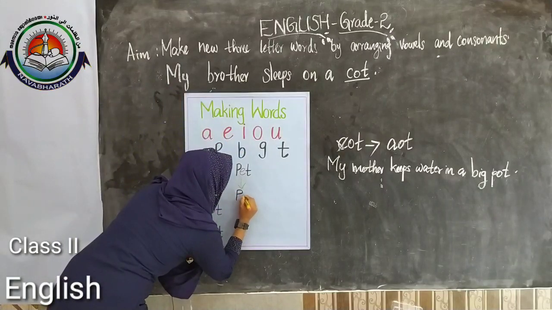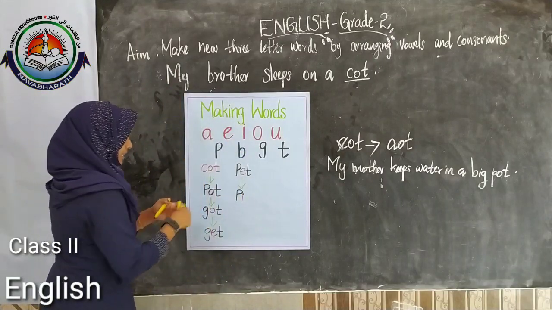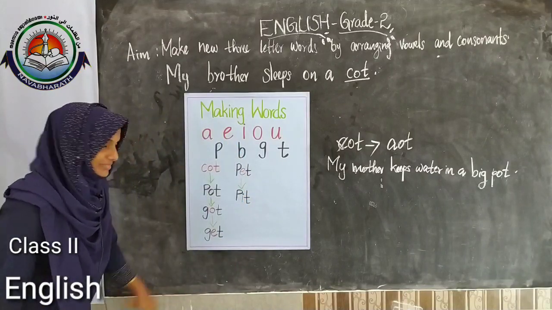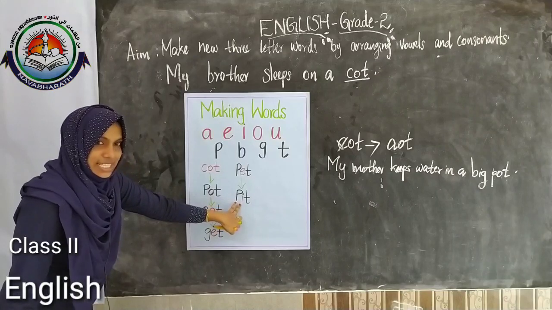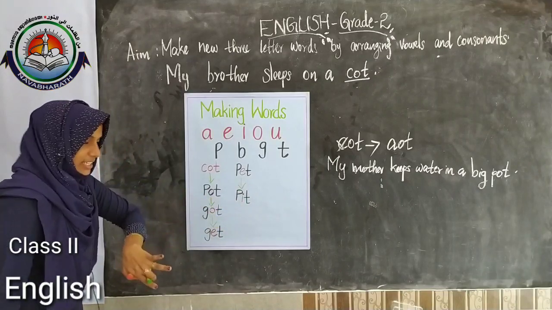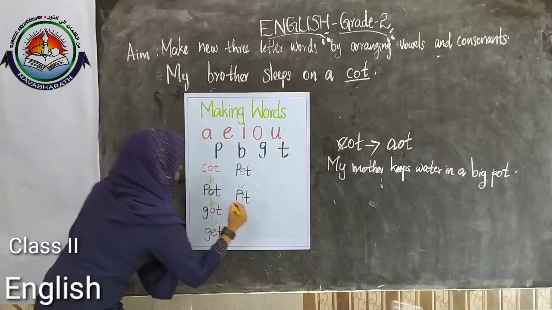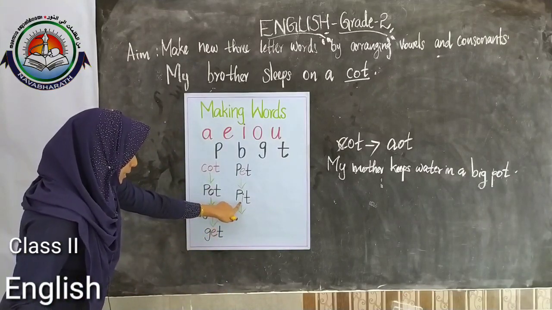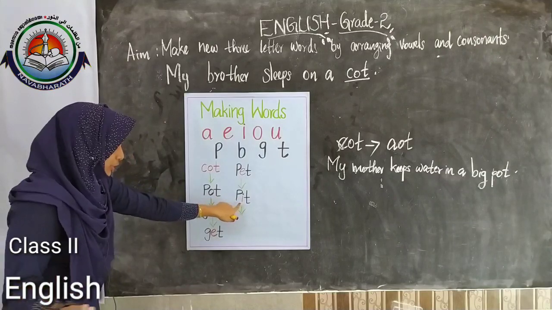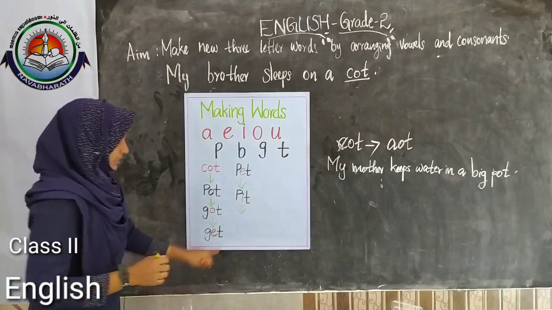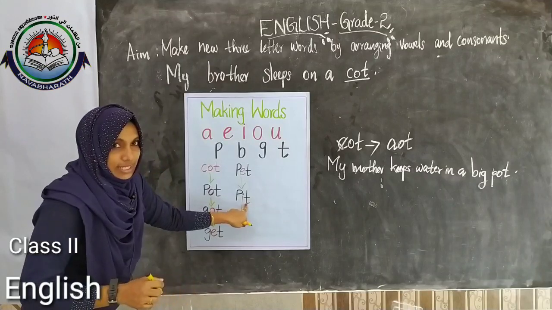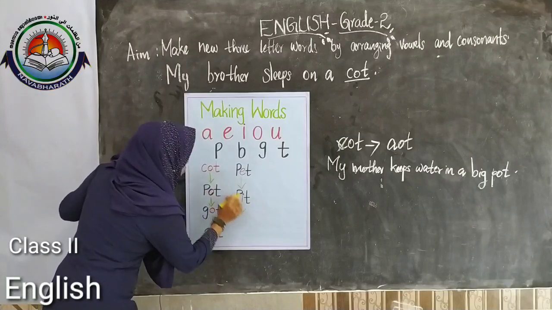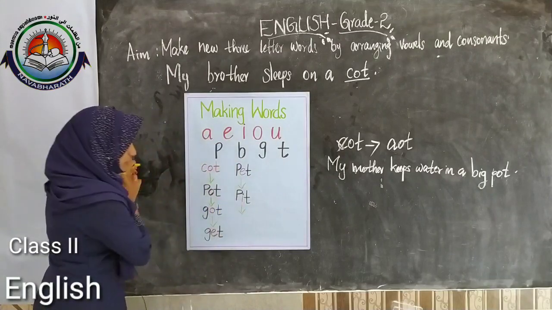So here we got P-I, then T. It will become a new word. It is pit. Okay. Yes. Then let's do our game. Here it is pit. Then we got a new word pit. Then let's change the last letter of this word. Pit. So which letter is suitable to this word?